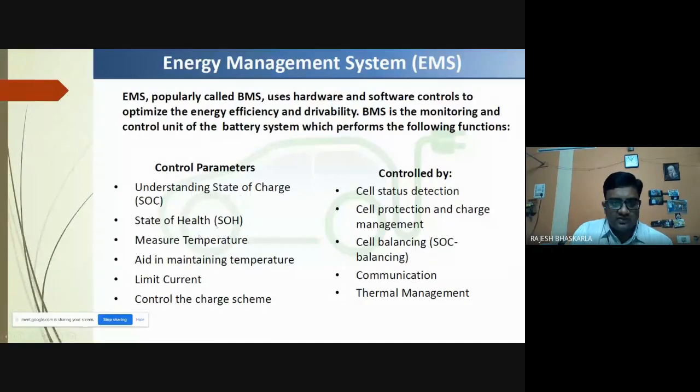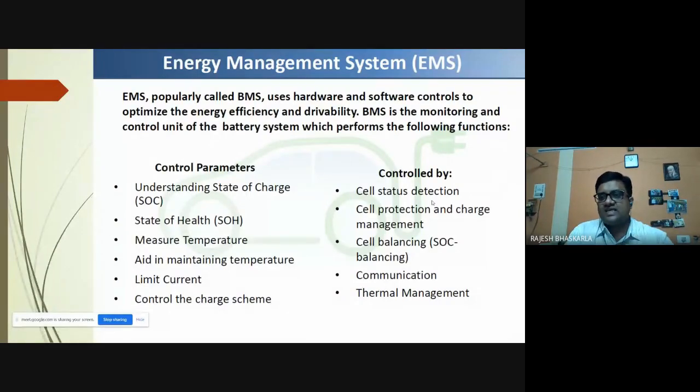What is the state of charge of the battery, what is the state of health of the battery, what is the temperature, what is the current limit, and what is the control. So all these parameters are recorded, and these parameters are controlled by the battery management system components. So we control it by having a cell status detection. Cell status detection means every cell's voltage and current can be calculated.